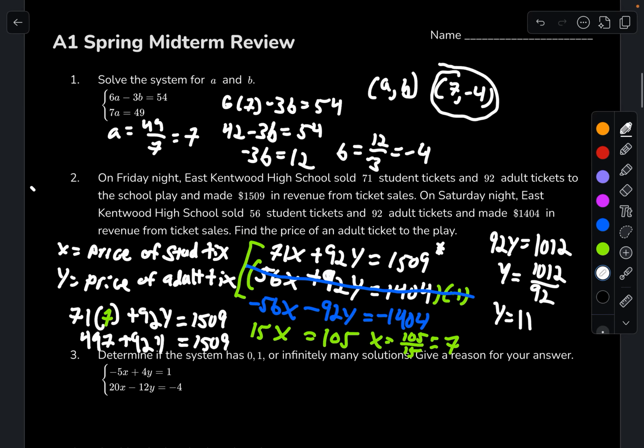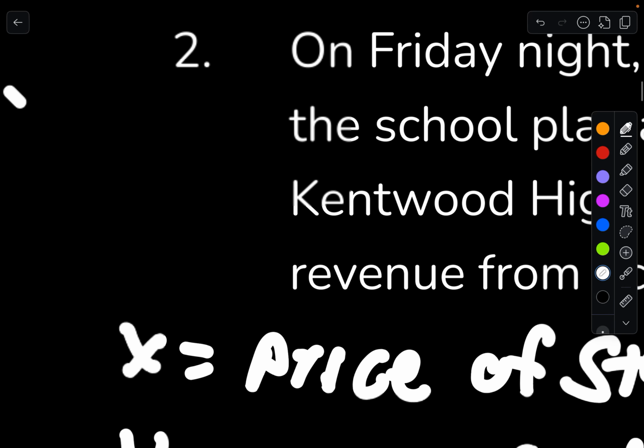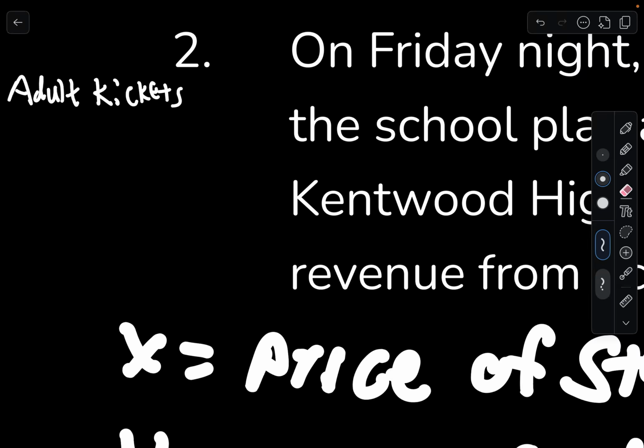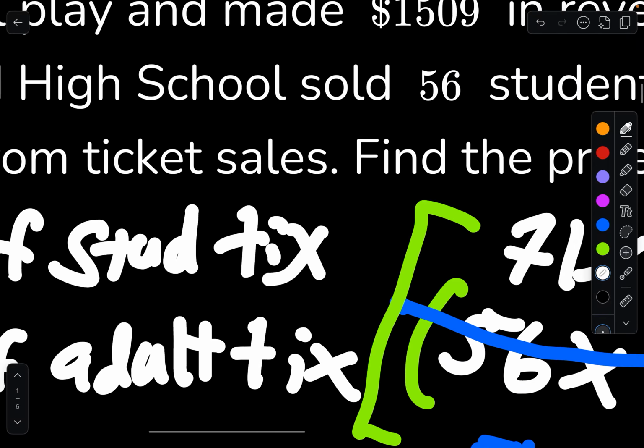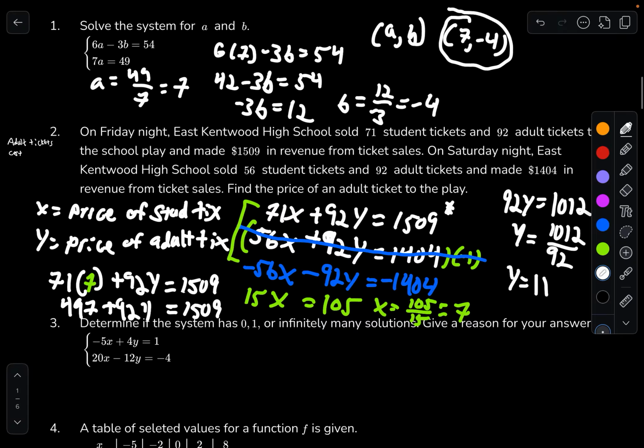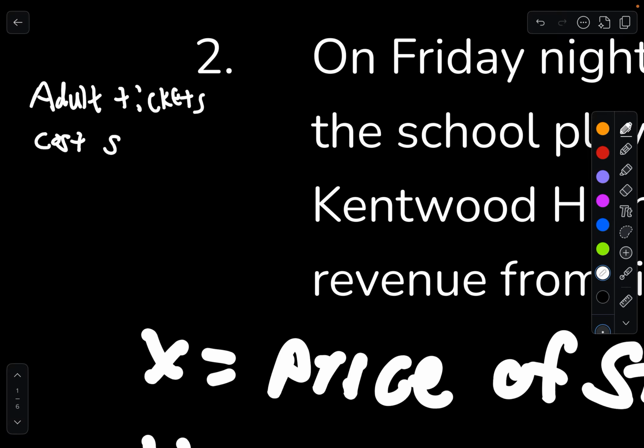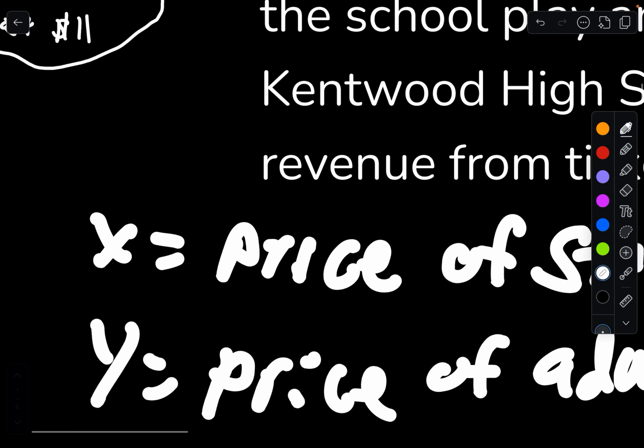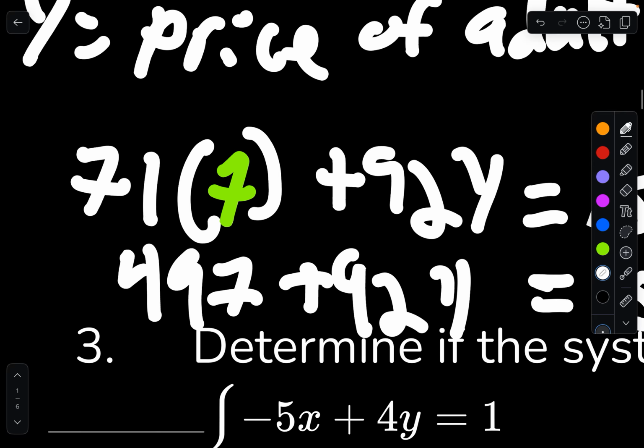So adult tickets, I'll write right here. Adult tickets cost $11. Yes, I know I misspelled the T. And that's the answer. You could also say the student tickets cost 7.